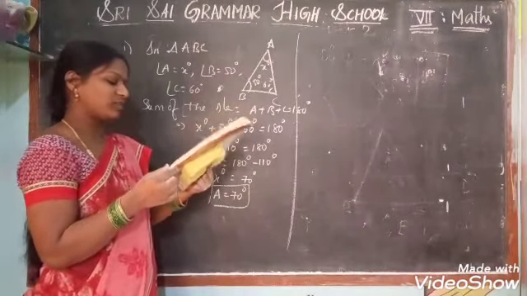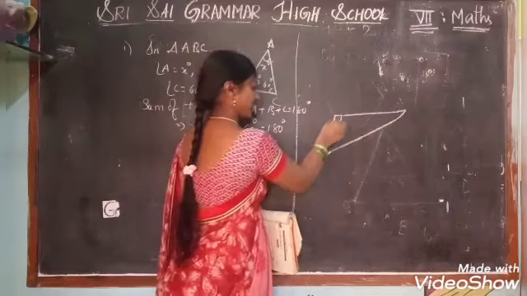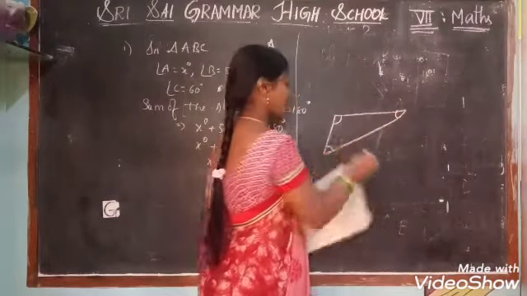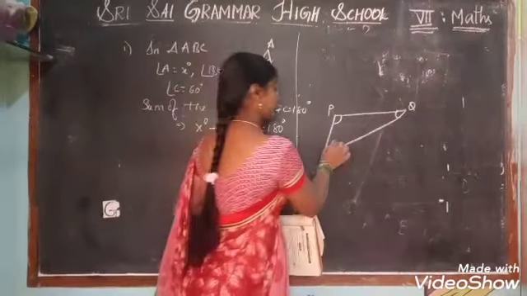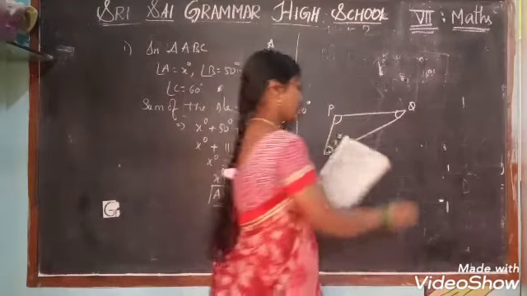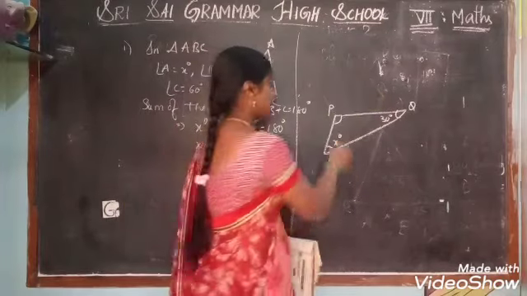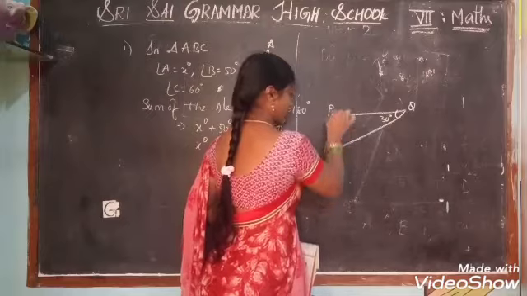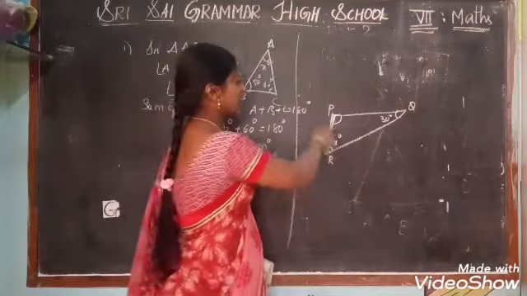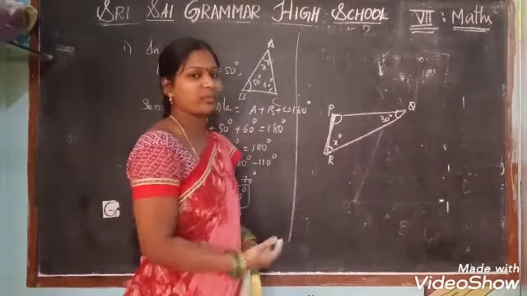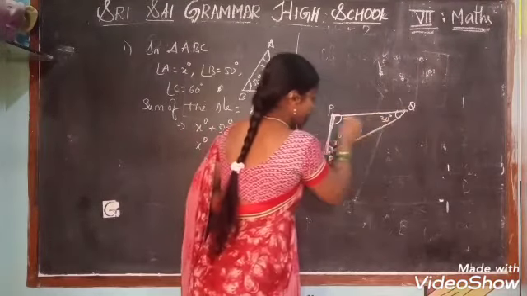Here they have given a triangle with points P, Q, R. At R it is given x degrees. At Q it is given 30 degrees. We don't know the other value. From this we have to find x degrees. Teacher, the point P is not given. What is the value of point P? It is in the shape of a right angle.